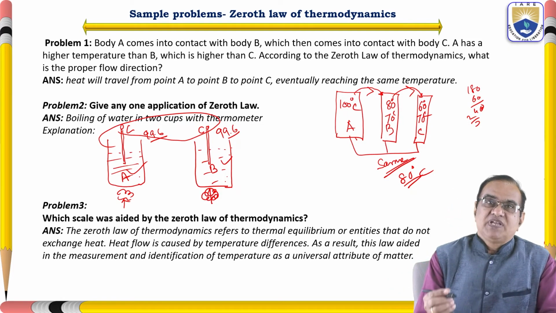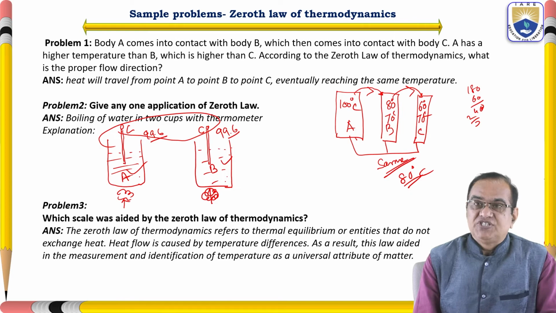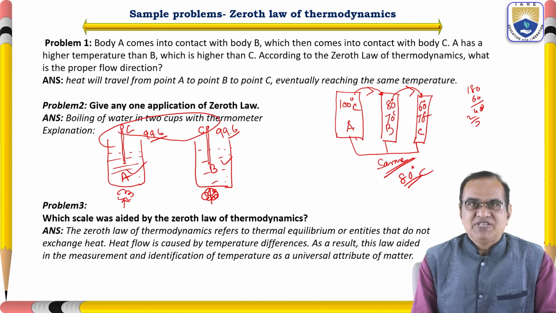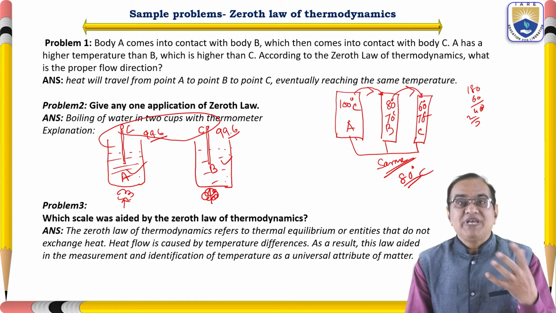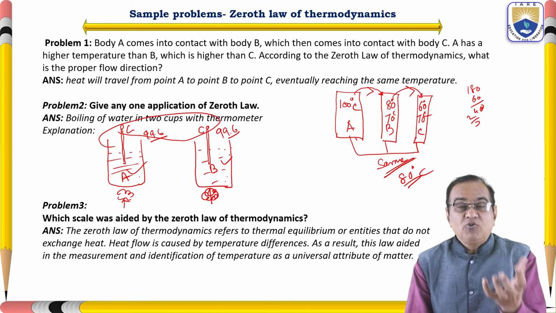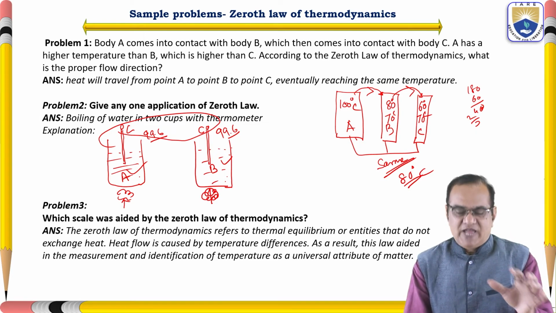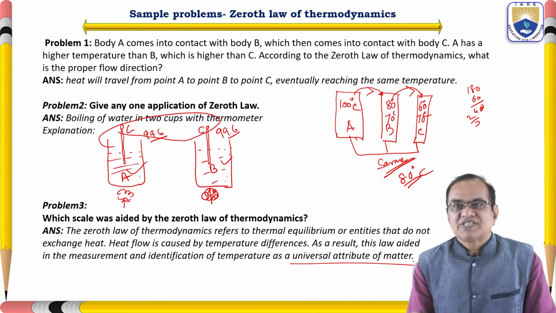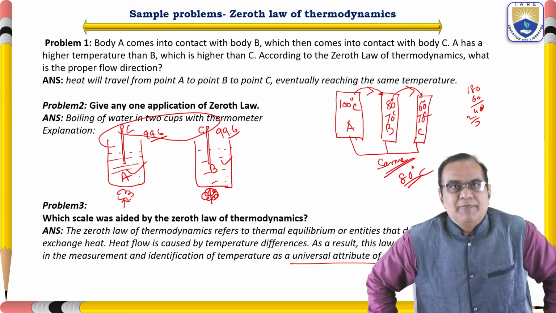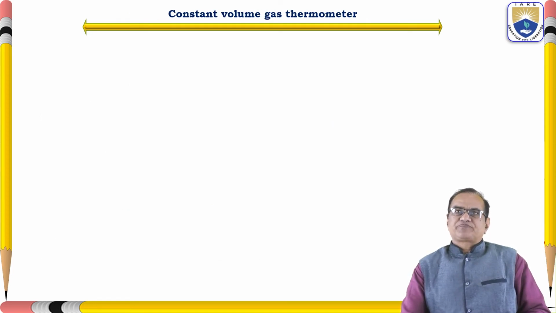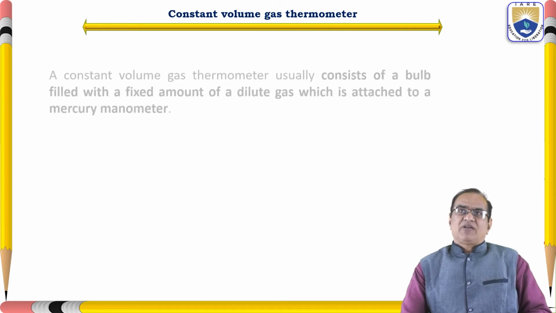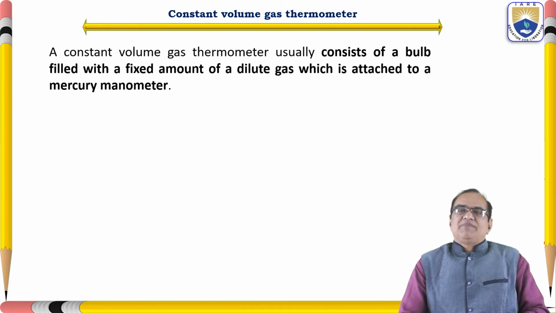So this zeroth law of thermodynamics will indicate the temperature, and how to measure the temperature and how to identify the temperature, and that has become the universal attribute of any matter. So this scale was added by this law. Now, constant volume gas thermometer, as per the syllabus we have.